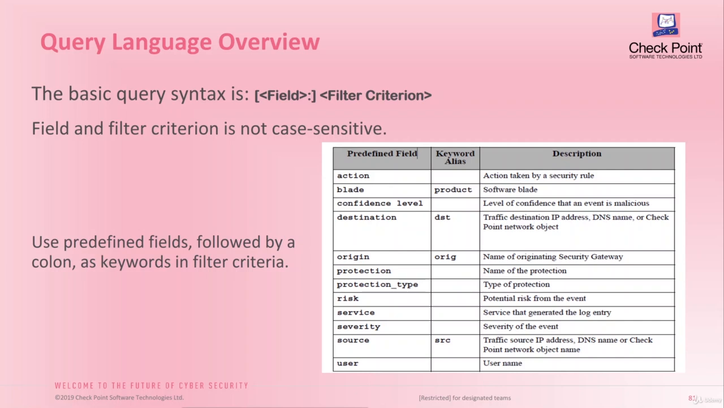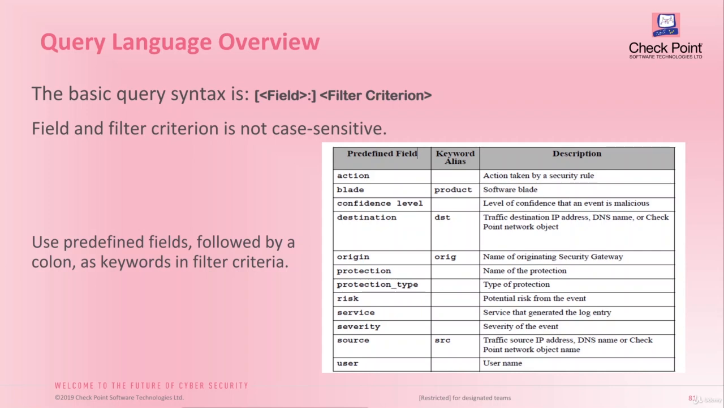So I mentioned that it's a fairly flexible natural language search query system. So for instance, you can query log entries that are drop or accept or something else based on the action column of the rule that matched. You can restrict your searches to log entries that were contributed by a specific blade. Again, I want to only see anti-bot related logs. You can say blade: anti-bot.